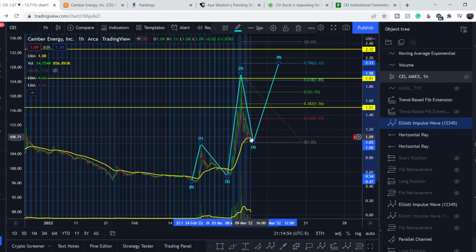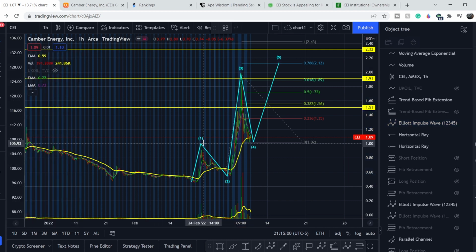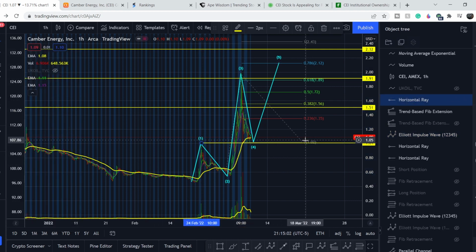But if we break this range of $1, and let me mark this range for you with a line, if we break this range, definitely it will invalidate all the targets, and definitely we won't exceed even the previous top of the third wave. And in this case, you should be very cautious in your position. But all in all, as I've told you in my previous video, this asset is very risky and everything depends on the oil prices so far.